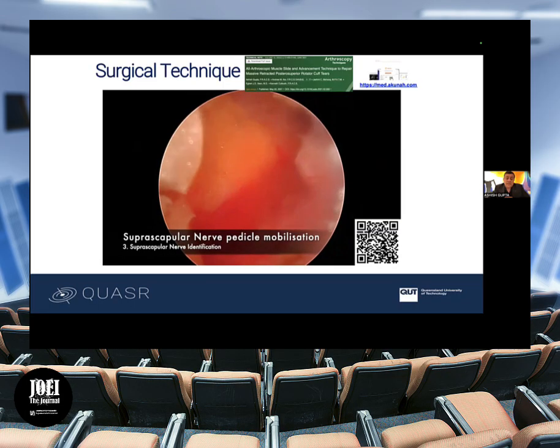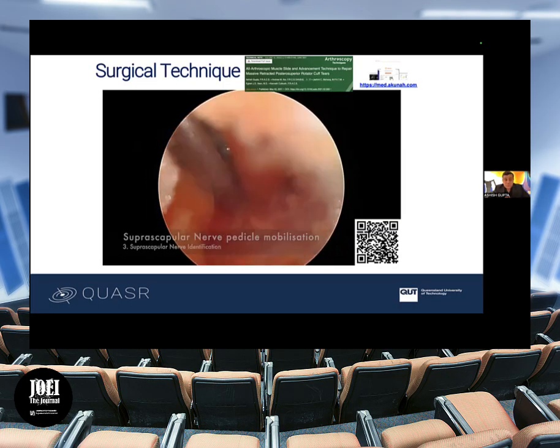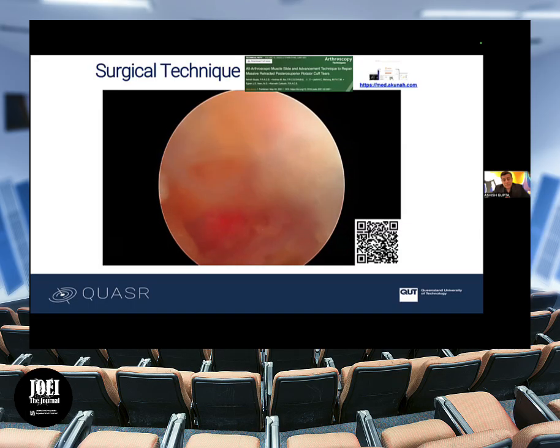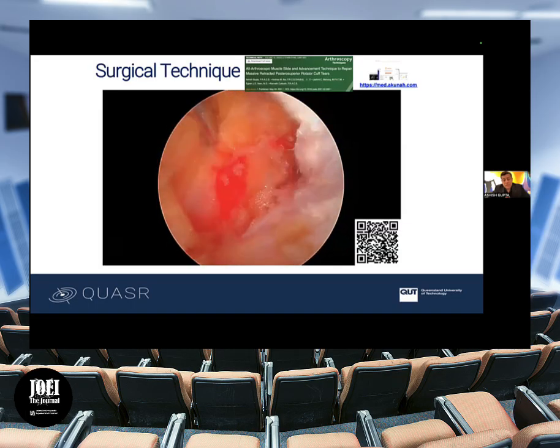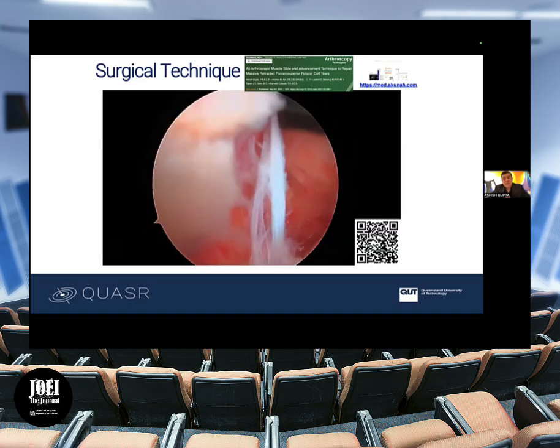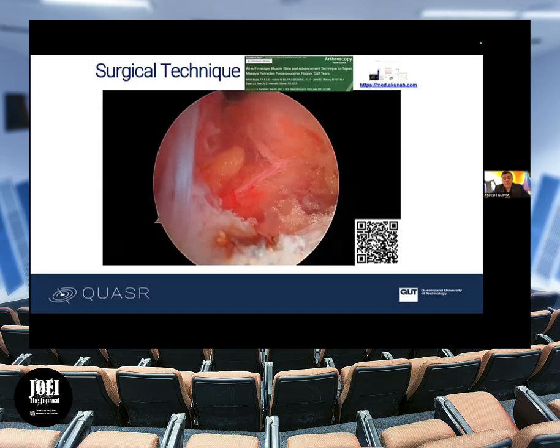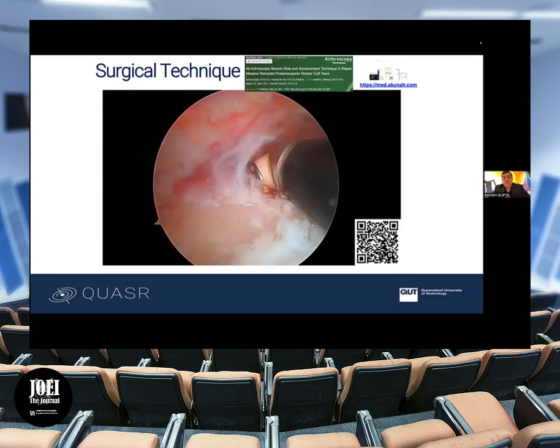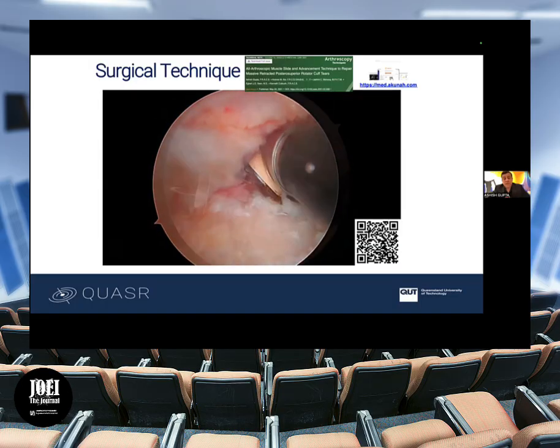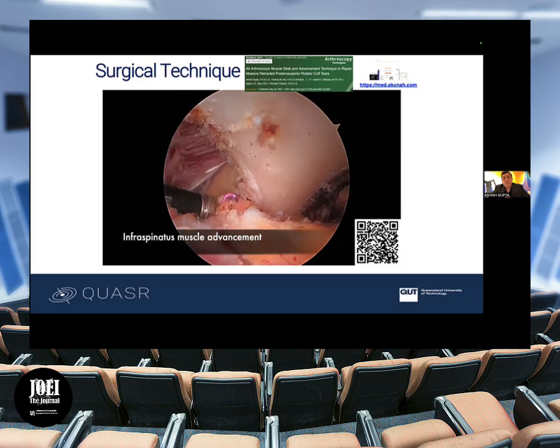So in this case, as you can see here, the suprascapular nerve is released. It's in healthy fatty tissue. The nerve is usually always a little bit congested, and it provides really good pain relief to the patient post-operatively. But this is one of the cornerstones of massive cuff repairs from a surgical technique point of view.